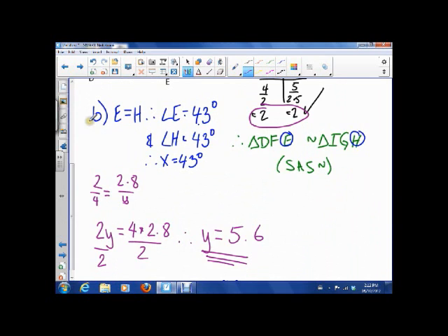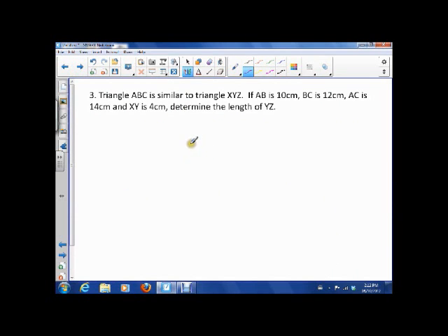Okay, all right. So let's look at one more quick one. This one is actually in words. There's no diagram, but it tells you the triangle ABC is similar to triangle XYZ. It tells you that AB is 10 centimeters, BC is 12 centimeters, AC is 14 centimeters, and XY is 4 centimeters. And you want to figure out the length of YZ. I'm going to help you start this one. So I know XY is 4. And then the question is, what's YZ?